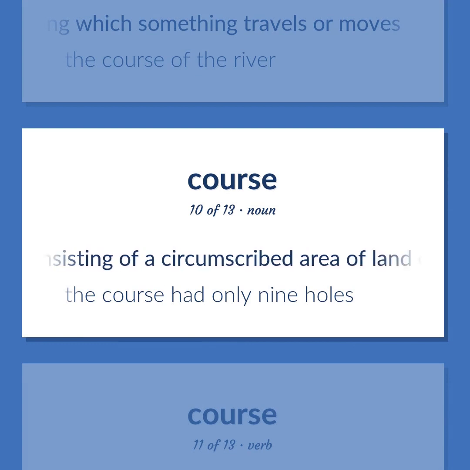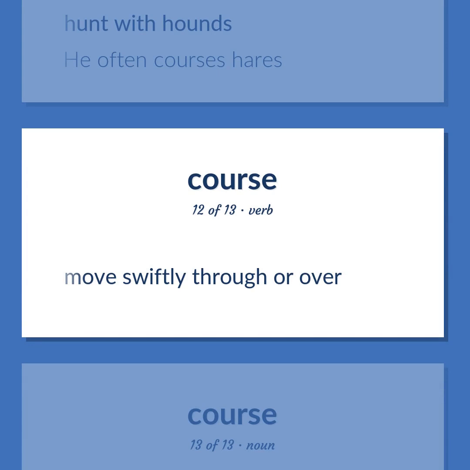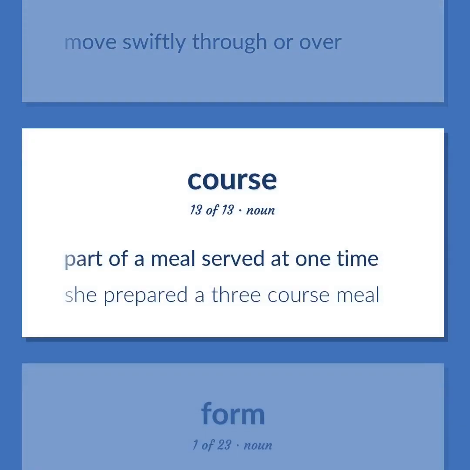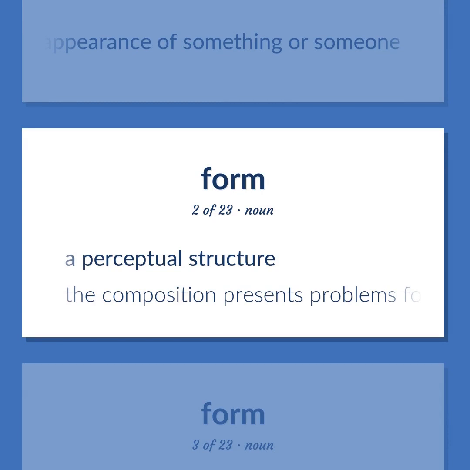Facility consisting of a circumscribed area of land or water laid out for a sport. The course had only nine holes. Hunt with hounds. He often courses hares. Move swiftly through or over. Part of a meal served at one time. She prepared a three-course meal. The visual appearance of something or someone. A perceptual structure. The composition presents problems for students of musical form.